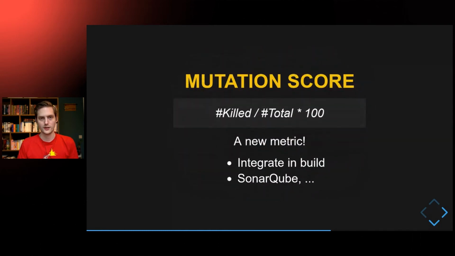After mutation testing has been executed, we get a mutation score. This is the percentage of mutants that have been killed divided by the total. And this percentage can be included into your build and into SonarQube, for example. This way, you can always verify that your score is, for example, at least 70 or 80%, depending on what you want for your project.